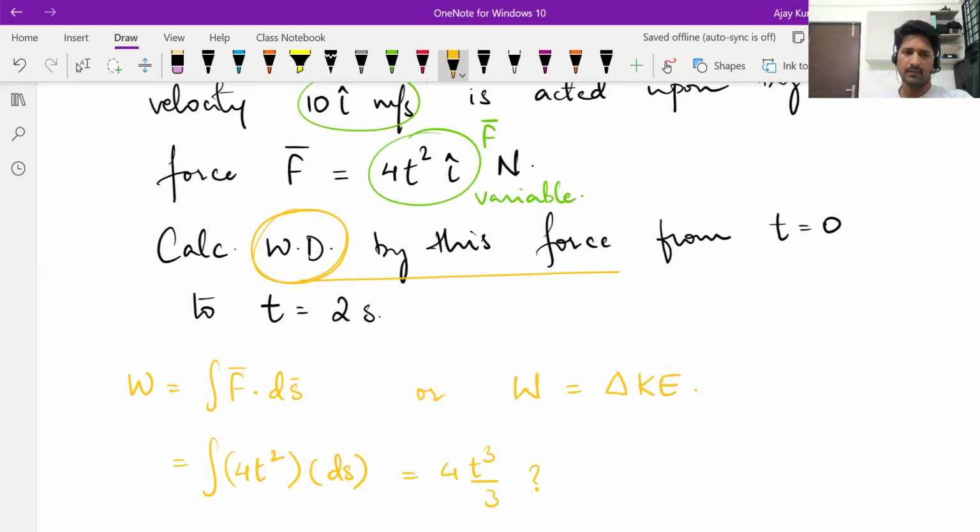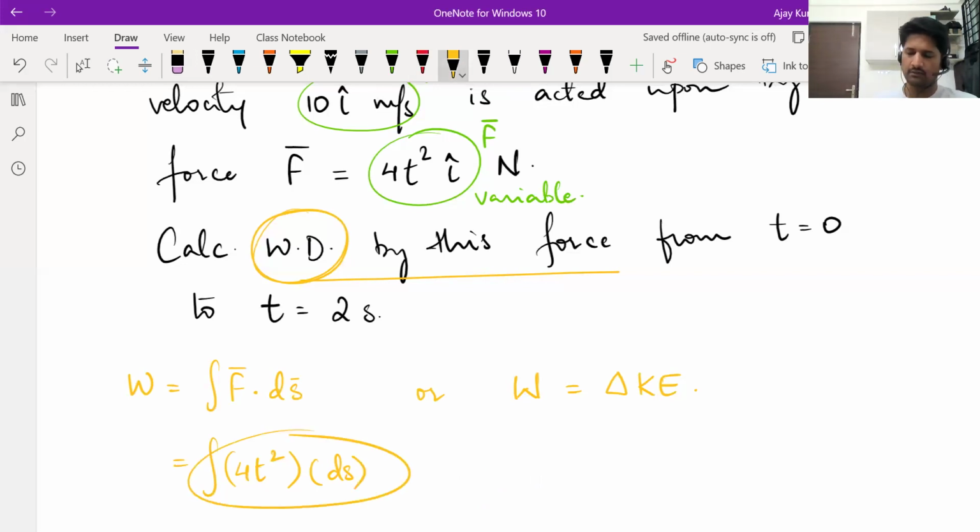No, sir. Okay, Vanilla, why is this not valid? Sir, because you have to integrate with respect to ds. Correct. The force varies with respect to time. Okay. But the integral is with respect to displacement. You can't directly integrate like this. Had it been dt, then you could have written 4t cube by 3. But with ds, you can't. So directly we cannot proceed this way to calculate the work done.